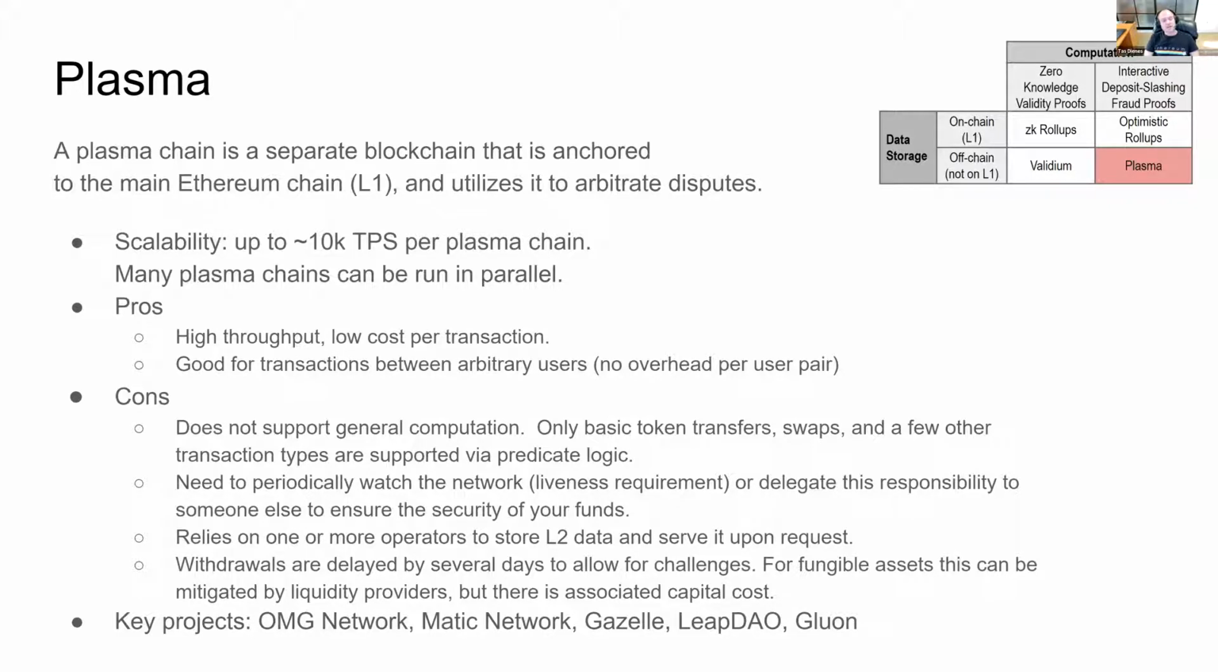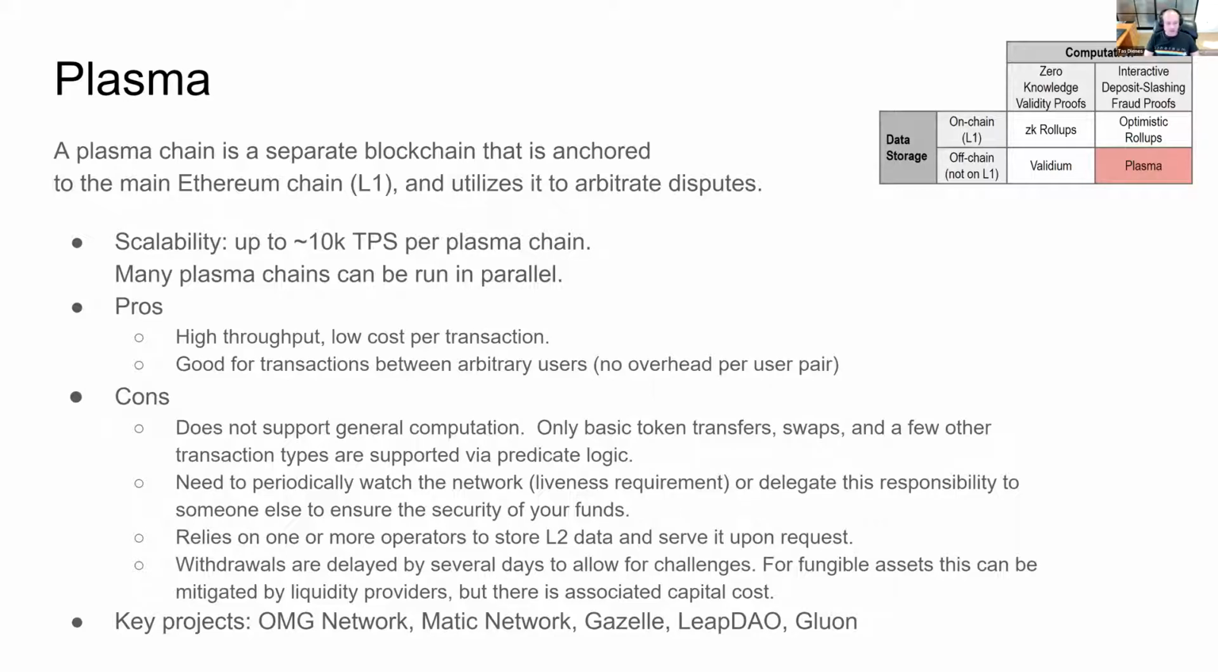So a Plasma chain is a separate blockchain that is anchored to the Ethereum layer 1 and utilizes layer 1 to arbitrate disputes. Because Plasma keeps data off-chain on a private network, it can get pretty high scalability. You can probably get tens of thousands of transactions per second per Plasma chain. And you can run many Plasma chains in parallel. So you can multiply this number and get very high throughput with many Plasma chains combined.